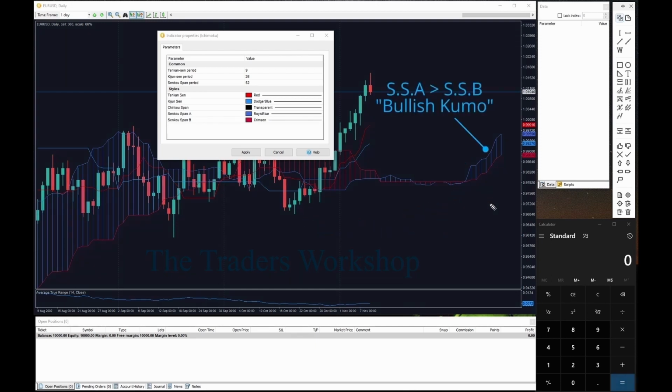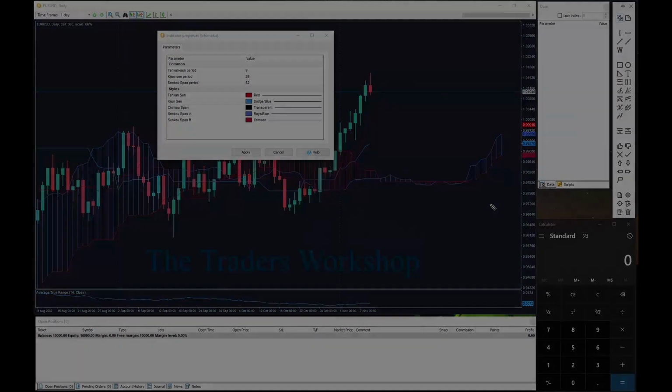Now, if the Senkou span A is above the Senkou span B, it is called a bullish Kumo. And if the Senkou span B is above the Senkou span A, it is called a bearish Kumo. By simply looking at the current price level relative to the Ichimoku, I can easily identify what the current trend is, and what my bias will be.